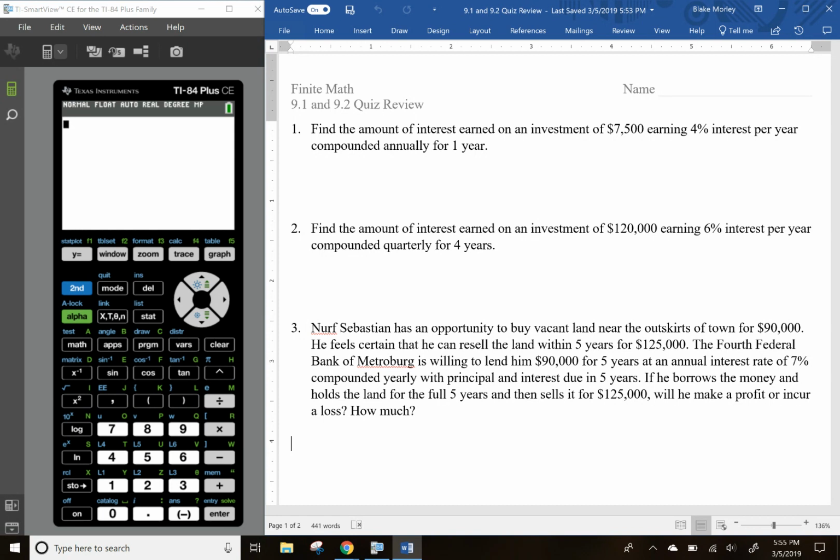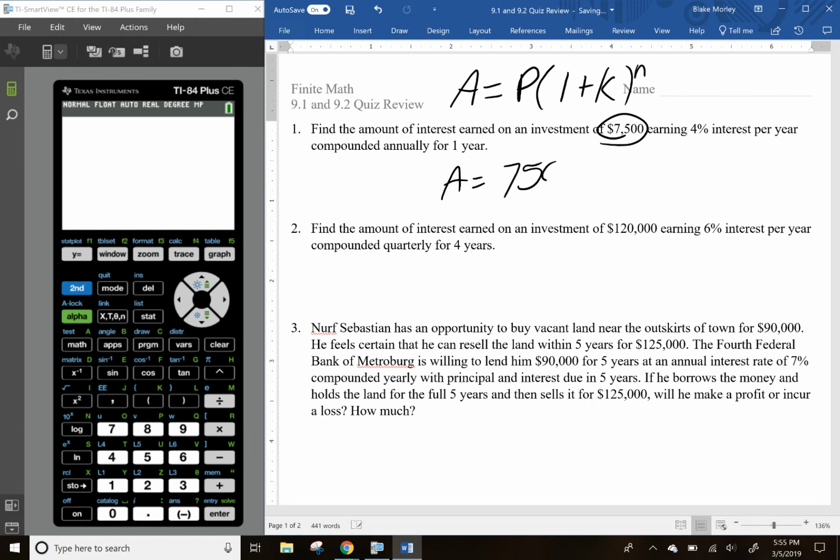My compound interest formula is A equals P times (1 plus K) to the N power. We are starting with a $7,500 investment. K is 4% per year, compounded annually, so that is 0.04. For 1 year, it's only compounded once, so N is 1.